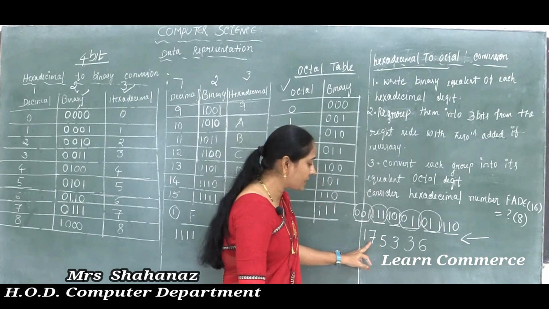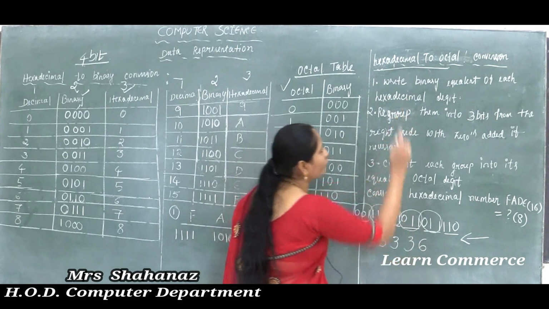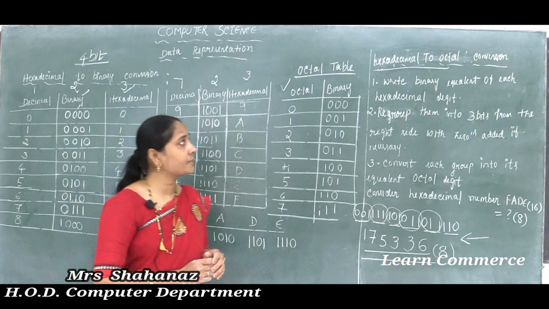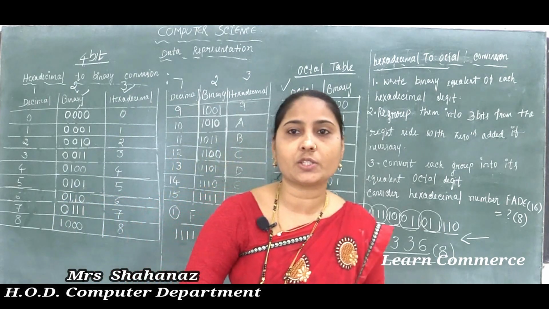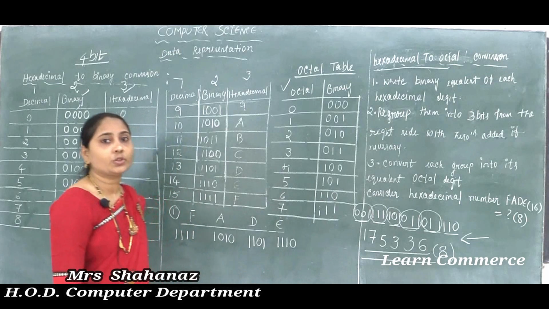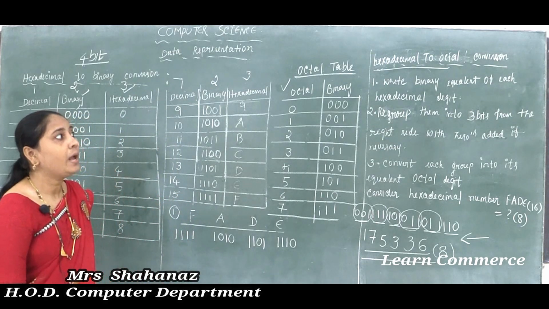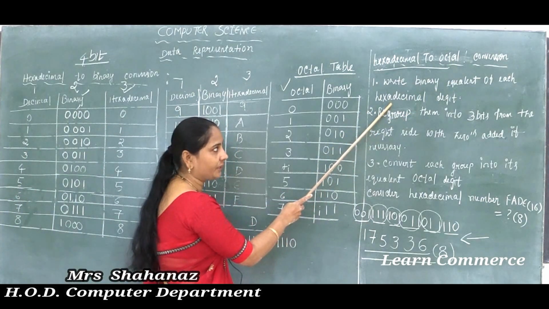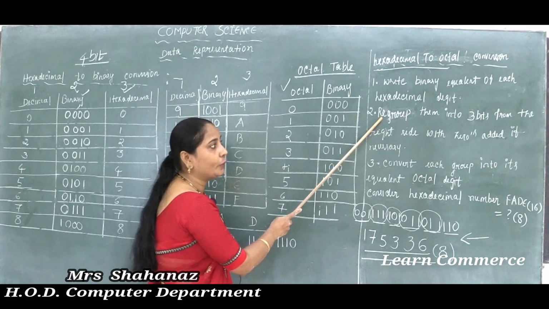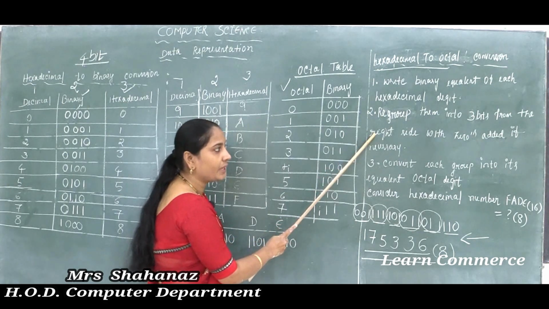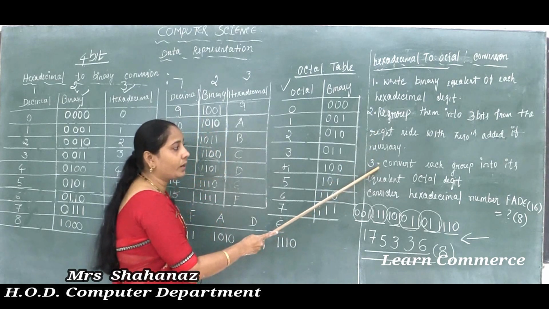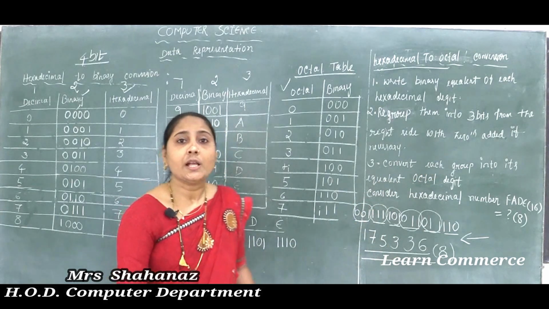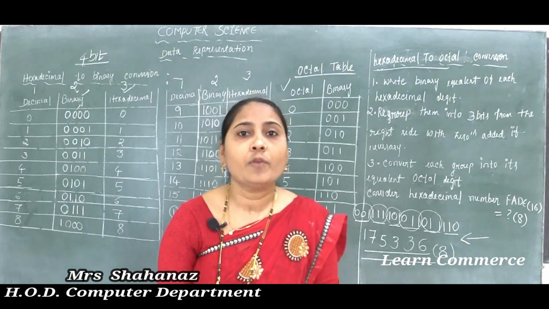So the answer is 175336, clear this one? 175336 is the octal conversion, the answer for our hexa to octal conversion. Here we need to follow these important steps for the conversion from hexa to octal. First, write the binary equivalent of each hexadecimal digit. Second, regroup them into 3 bits from the right side with zeros added if necessary. Third, convert each group into its equivalent octal digit. Clear this point? Like that we can convert from one to another.